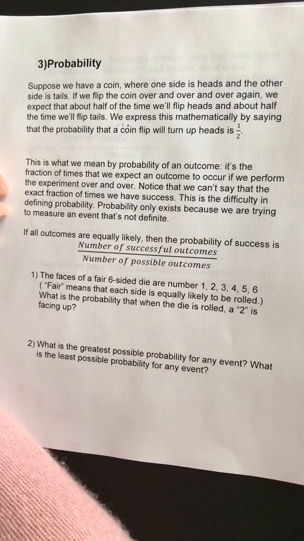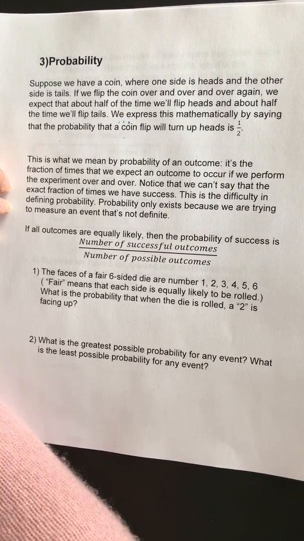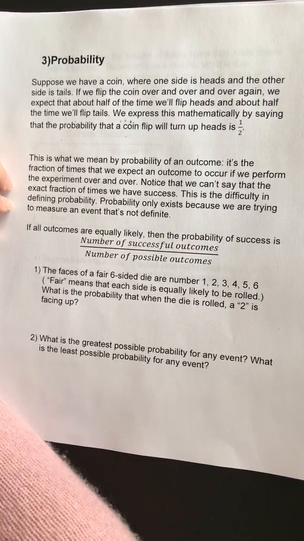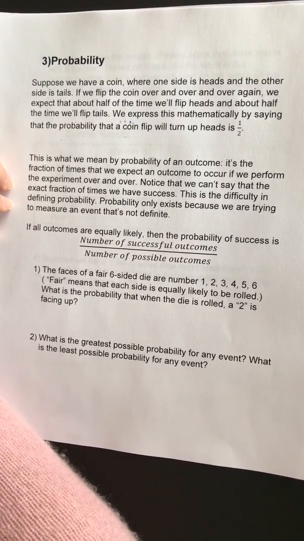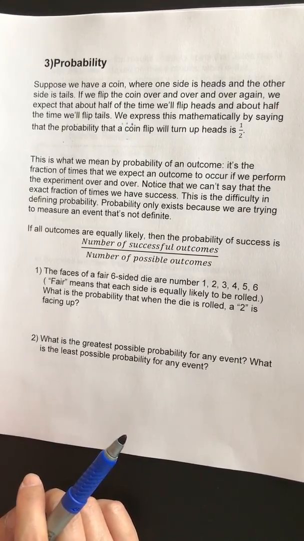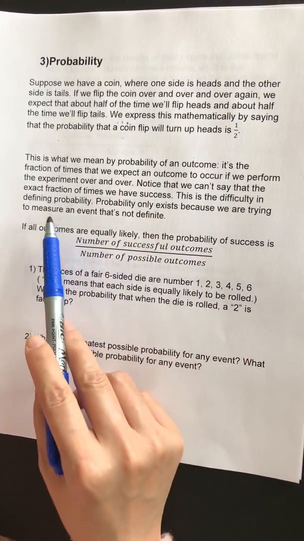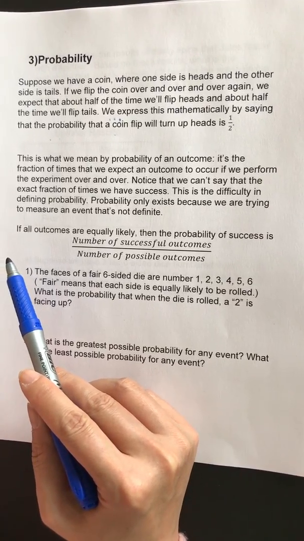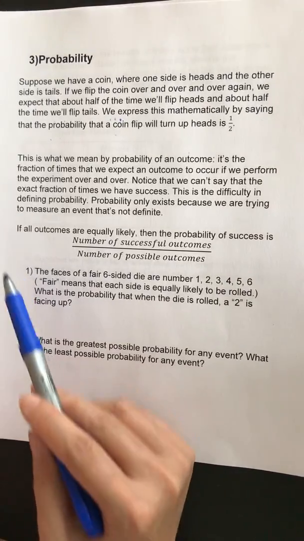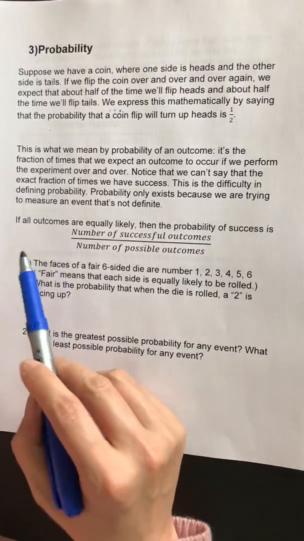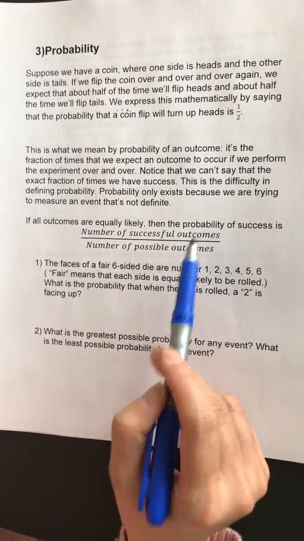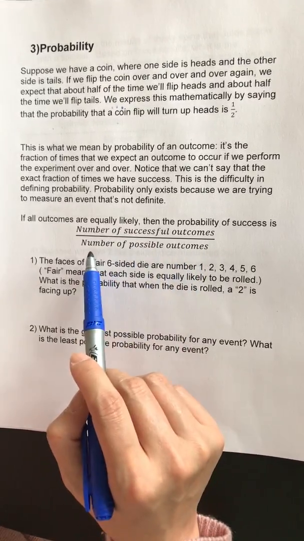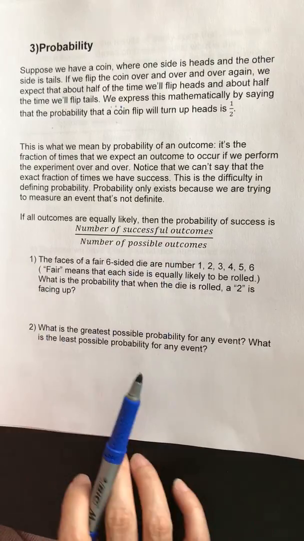This is what we mean by probability of an outcome. It is the fraction of times that we expect an outcome to occur if we perform the experiment over and over. Notice that we cannot say the exact fraction of times we have success. This is the difficulty in defining probability. Probability only exists because we are trying to measure an event that's not definite. You can see this equation. This is how you calculate the probability: number of successful outcomes divided by the total number of trials.